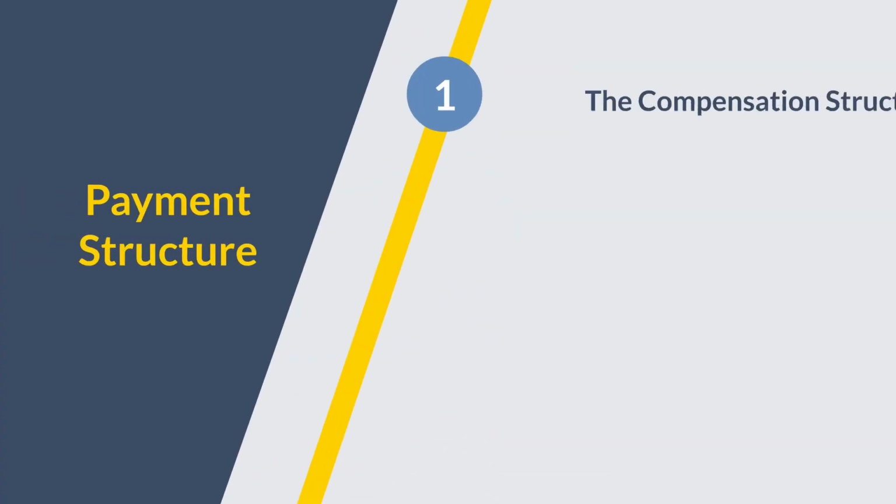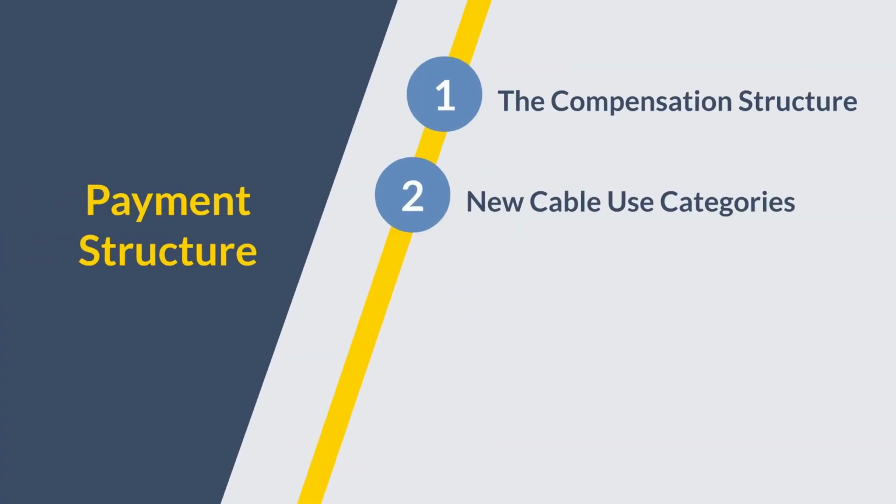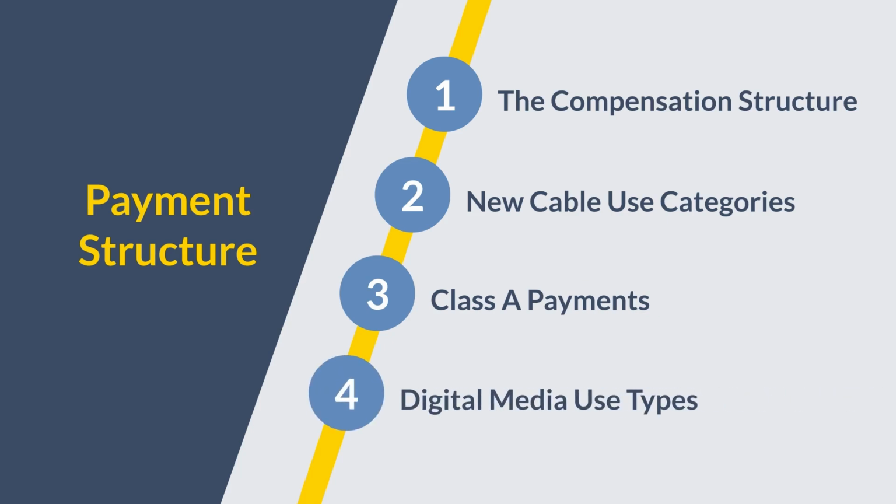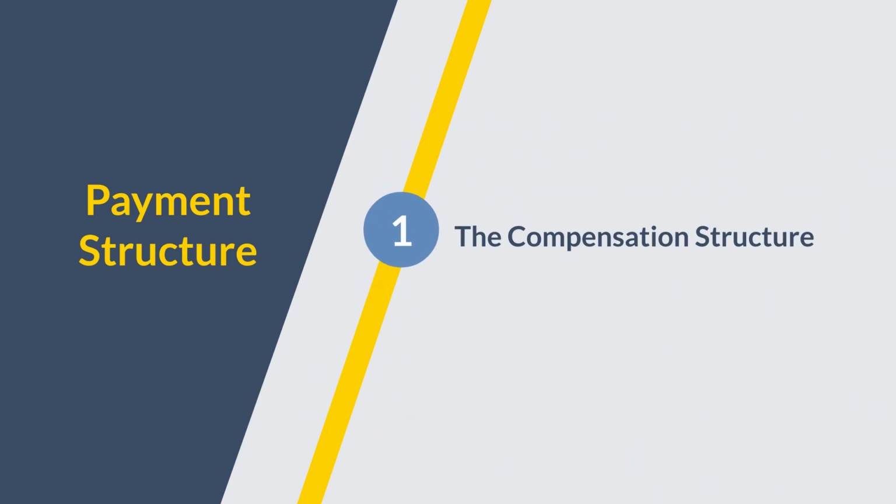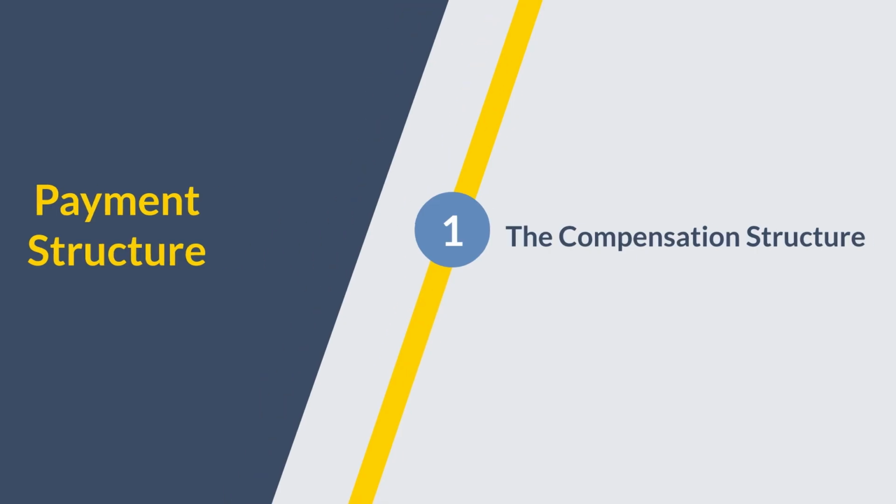1. The compensation structure. 2. New cable use categories. 3. Class A payments. And 4. Digital media use types. Okay, let's talk about the first topic, compensation structure.